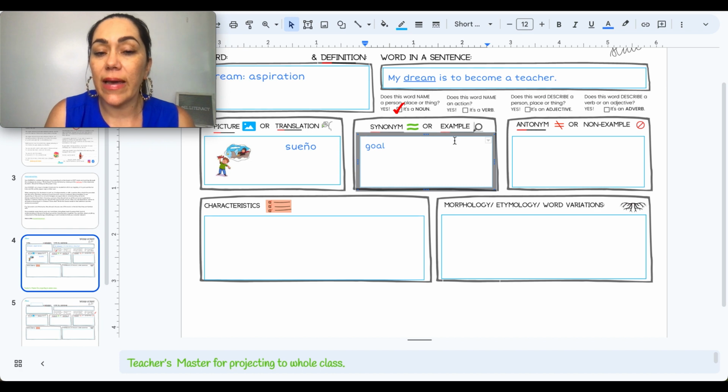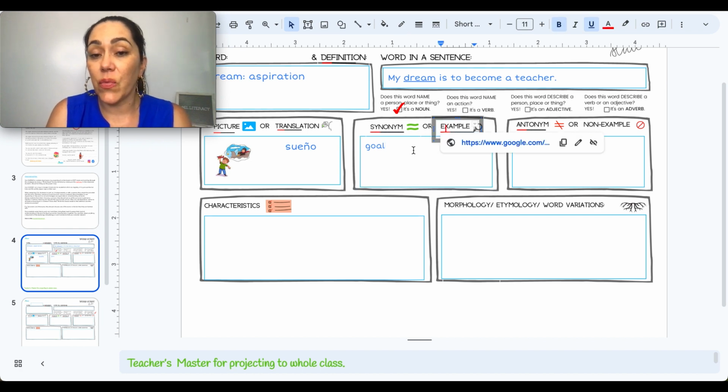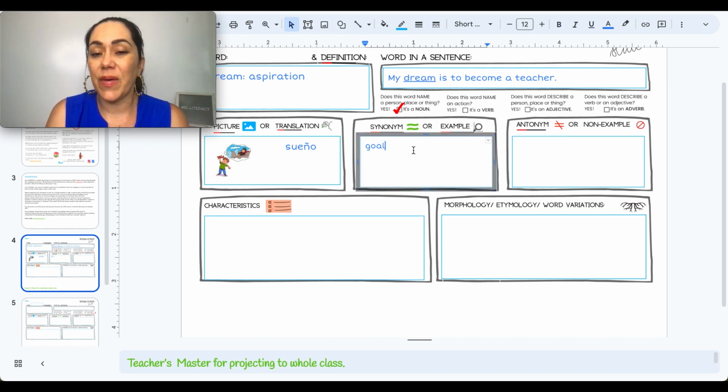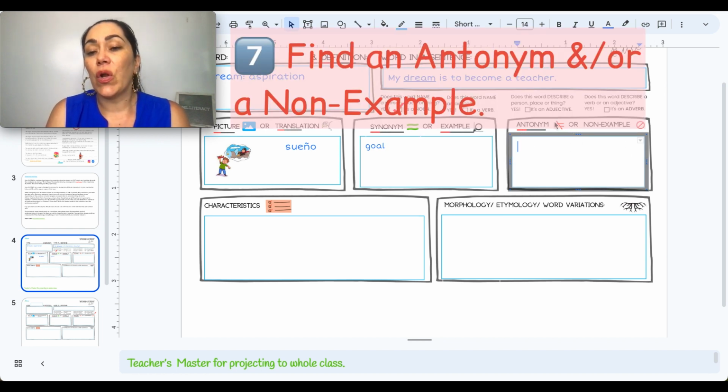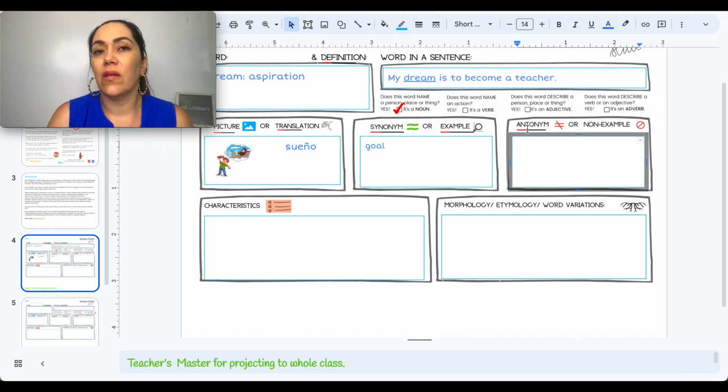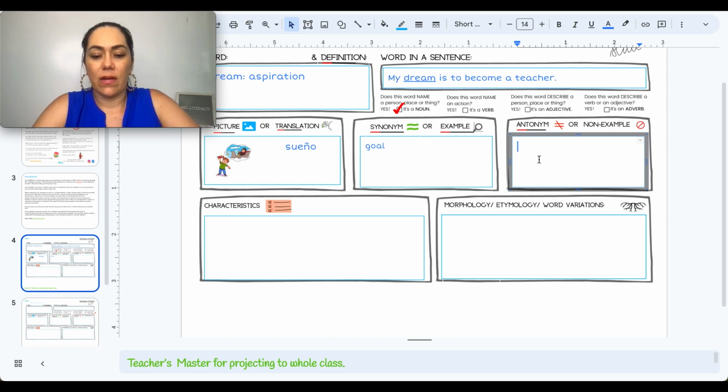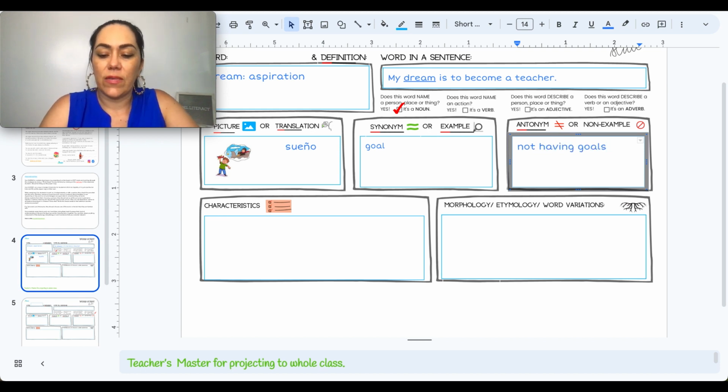Now, sometimes finding an example is a really good strategy depending on the word. Some other times it's not that easy. For a specific word, it's best to have just a synonym. Then we go to antonym, or non-example. And again, in this case, finding an antonym for the word dream is not the most effective strategy because it'll show us the word nightmare, which has a different meaning than the word dream in this case. So we're going to look for a non-example, not having goals, not having dreams.